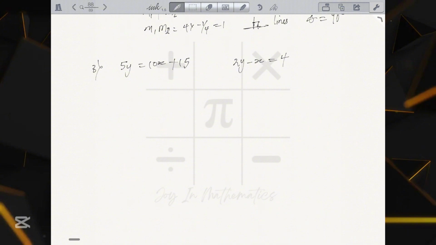Now let's put them in the form of y is equals to mx plus c. So for that to be done, we divide all through by 5 for the first equation. We'll be left with y is equals to 2x plus 3. And if we divide all through by 2 here, we will have y minus 1 over 2x is equals to 2. Let's bring minus 1 over 2x to the right hand side. So we'll have y is equals to 1 over 2x plus 2. Now with this, we can compare the two equations together.